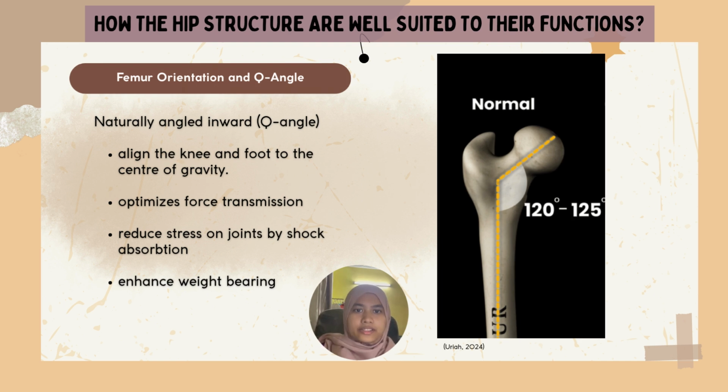The naturally angled inward femur is known as the Q angle, which plays a crucial role in lower limb alignment. This inward positioning ensures that the knee and foot align with the body's center of gravity.